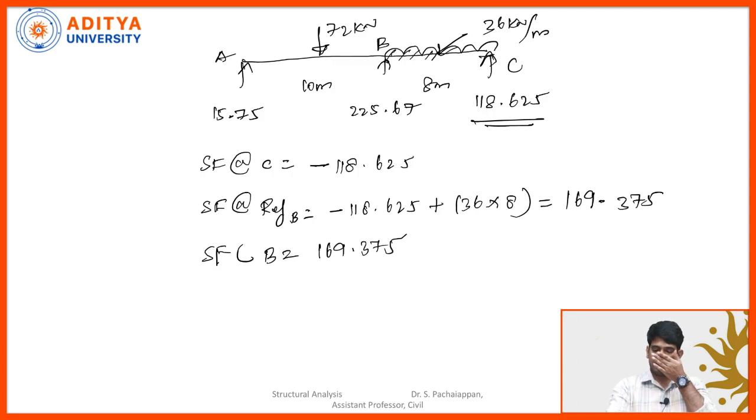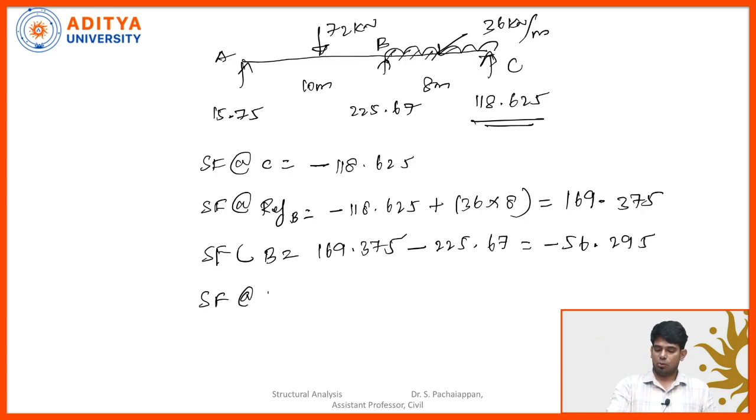Now the shear force at the point B, which is 169.375. At B, we have the reaction force going in an upward direction. So upward direction forces are negative we are considering. So minus of 225.67. So I will be getting minus 56.295, and shear force at the point D. So this will say D. So minus of 56.295. At the D we have a downward force which is positive. So this is plus 72.